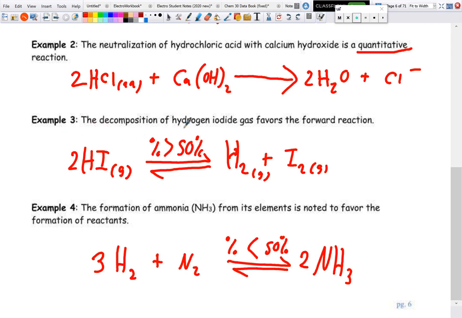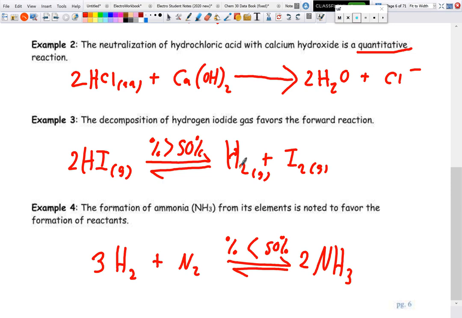So from this one, the decomposition of hydrogen iodide gas favors the forward reaction. So we should see above the arrow a percent greater than 50% for the decomposition reaction. And then of course the formation of ammonia, NH3, from its elements is known to favor the reactants. So as we know it favors the reactants, we're going to see a percent less than 50%. So we have our formation reaction here, and we should see a number above the arrow that's less than 50%.